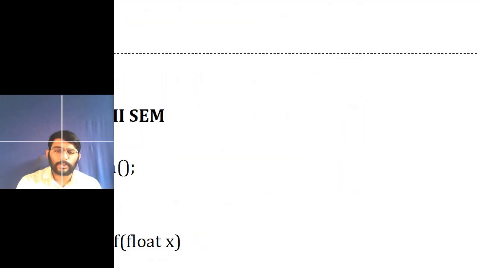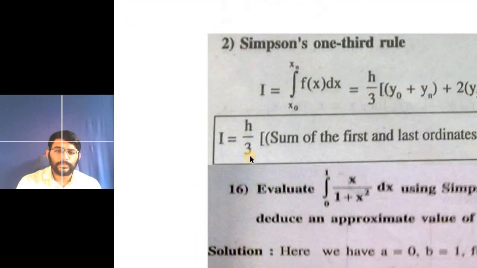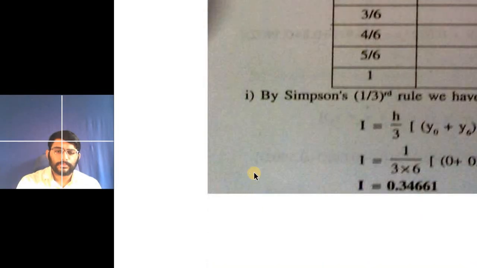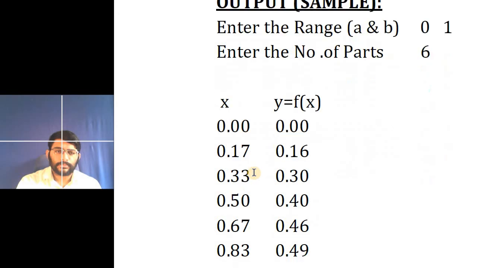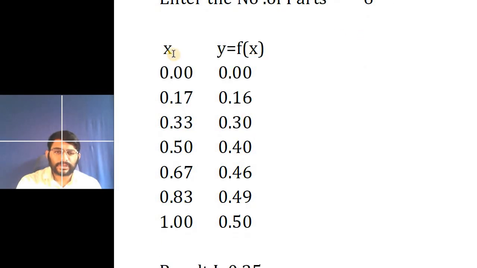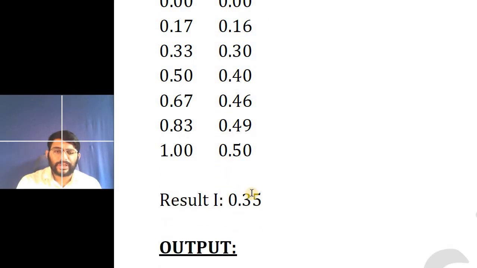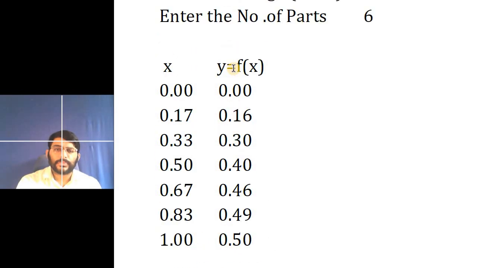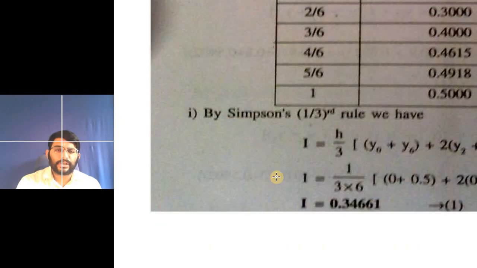So here the sample output is also mentioned. Here is the sample output. Enter the range 0, 1, enter the number of parts 6. What happens? The x value we are going to calculate separately, the y value is calculated. Here after the decimal point we are taking only 2 digits. It's based on your requirements, based on the programmer's decision. So here we are calculating all the y values, and finally the I value is calculated. I value is equal to 0.35. So this is about Simpson's 1/3 rule.